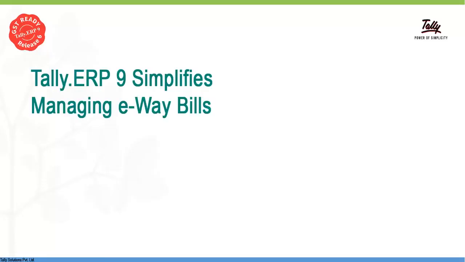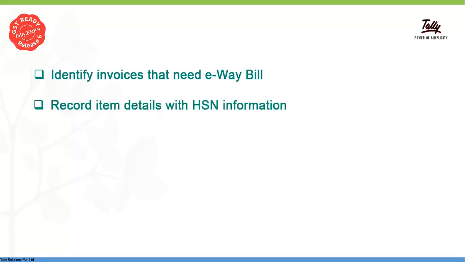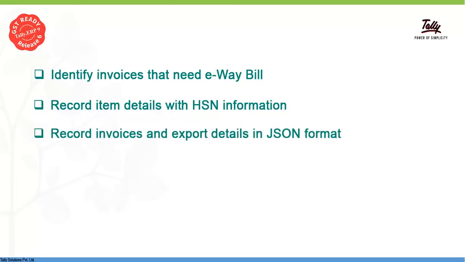Tally ERP9 simplifies managing e-way bills. With Tally ERP9, you can identify invoices that need e-way bill, record proper item details along with HSN information and tax rates, record invoices in your regular course of business, and export this information to JSON file that can be uploaded to the portal to generate e-way bill number.